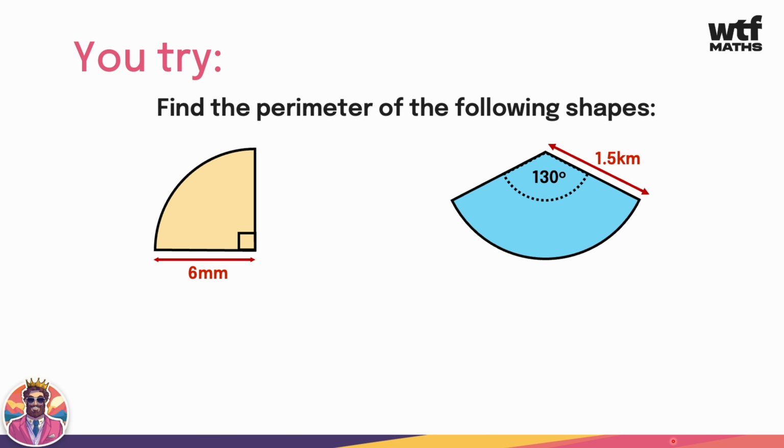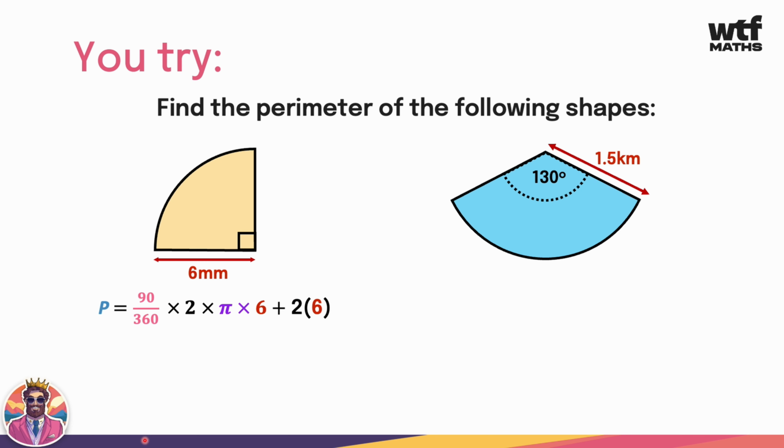Okay, here are 2 questions for you to try. Find the perimeter of the following shapes. So I've given you 1/4 of a circle on the left, and I've given you a sector with 130 degrees on the right. If you want to pause the video and give it a go, that would be fun. Alrighty, let's give it a go.